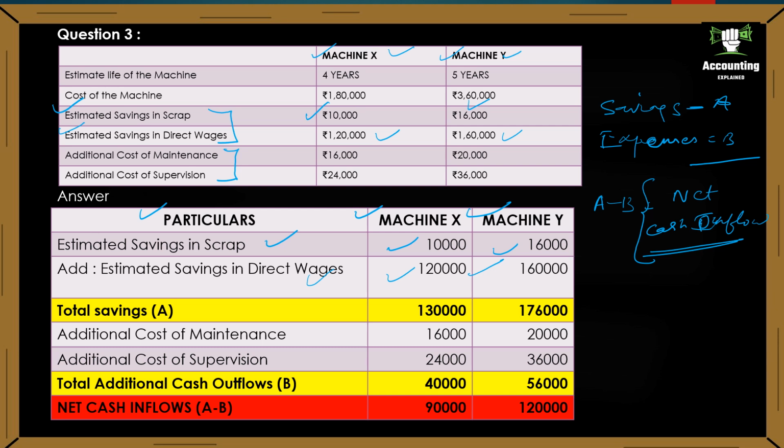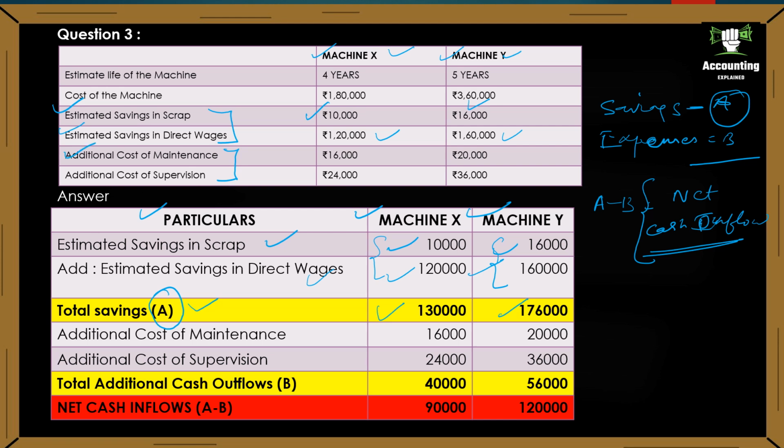On adding these two, you get total savings A. For machine X, it is 1,30,000. For machine Y, it is 16,000 plus 1 lakh 60,000, which is 1 lakh 76,000. That is named as A. This is what we have seen here.